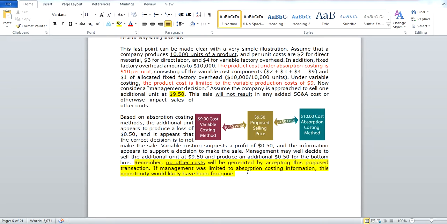So this is just a very brief example of the difference between the two methods and how they impact management decisions, and where the value comes into an organization by adding in variable costing analysis and reporting, and having that resource within your company to make sure that you're making the right business decisions.